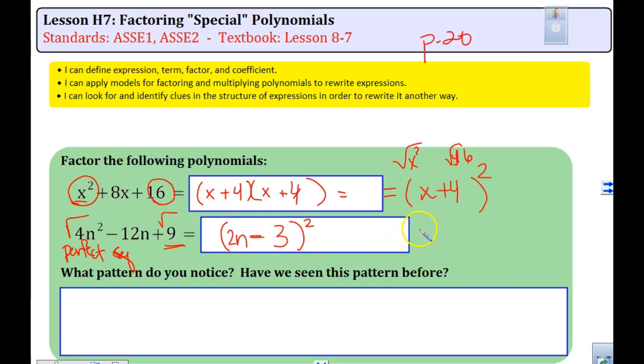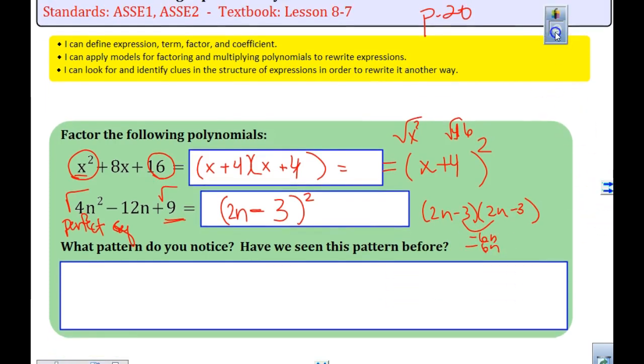3. If you're not sure you did this right, you could write it out as 2n minus 3 and 2n minus 3, and then check that gives us the first term, 2n times 2n, 4n squared, and the last one. And this is a negative 6n, and this is another negative 6n. So it says, what do we notice about our pattern as we are looking at this?